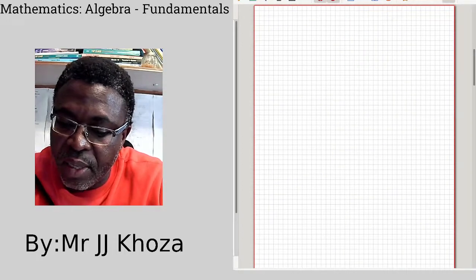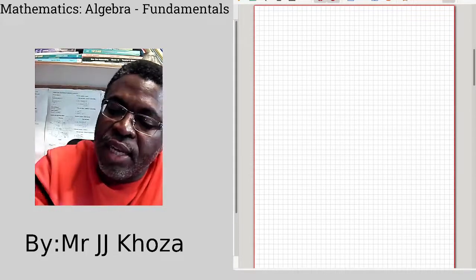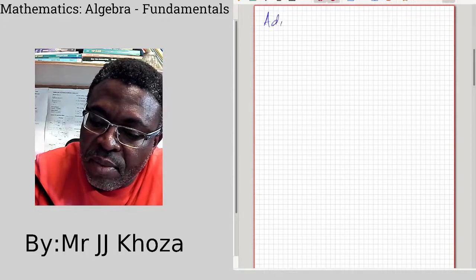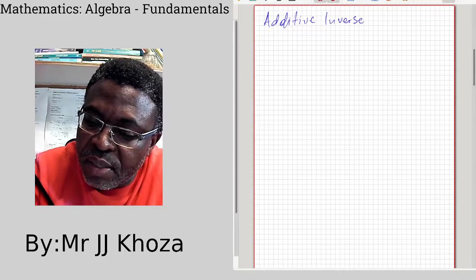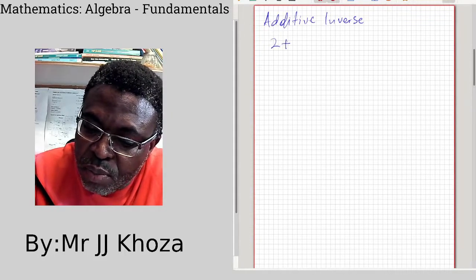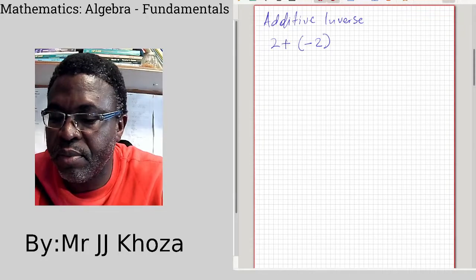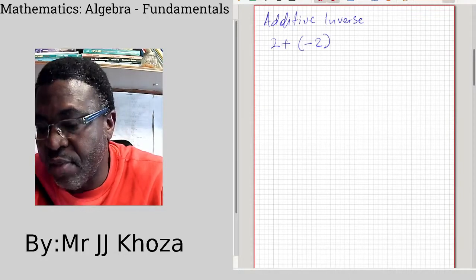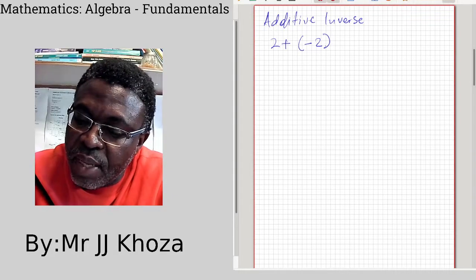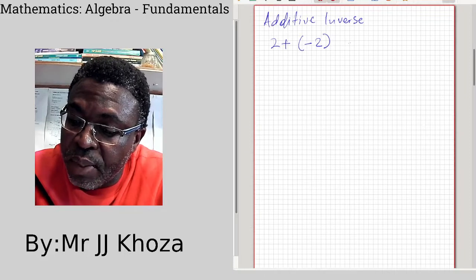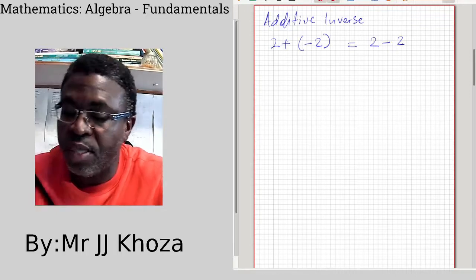Okay, what is a multiplicative inverse? What is an additive inverse? Let us start with the additive inverse. If I have 2 plus negative 2, this is an additive inverse. What I'm doing here is actually 2 minus 2, right? You must know this, it's important.